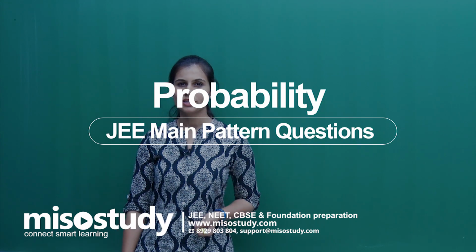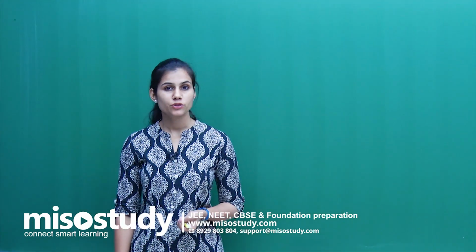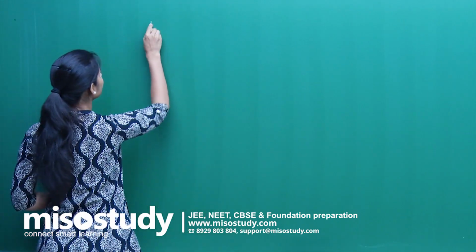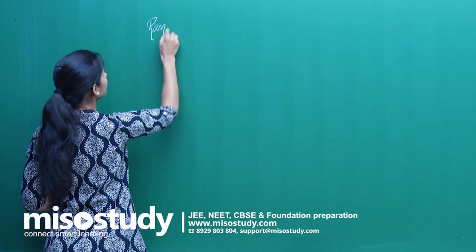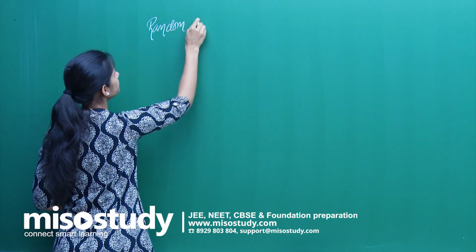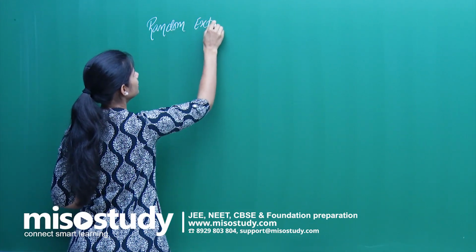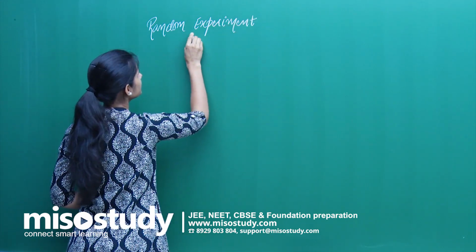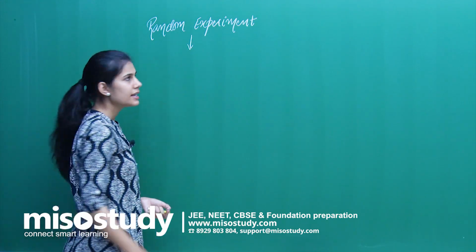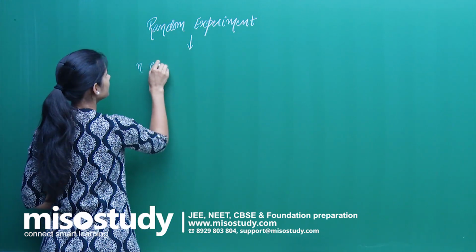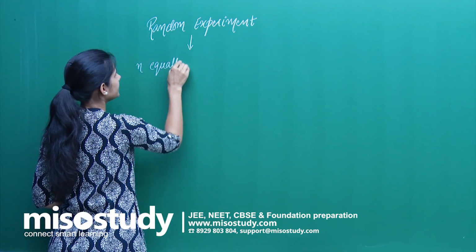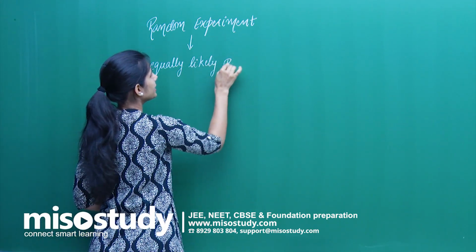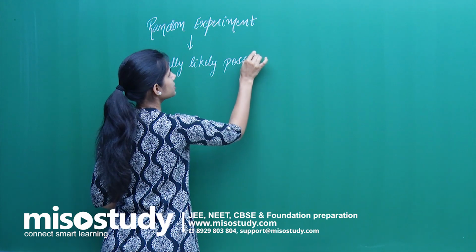So guys, we were talking about this classical approach or axiomatic approach to probability. What did we discuss in the last lecture? Something very important: if you have a random experiment, when you perform it, you are actually getting n equally likely, so the word is very important, n equally likely possible outcomes.